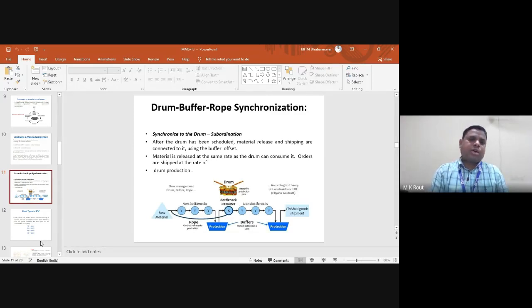So in case of drum buffer rope, the middle level of management plays the role of drum. If they assign the team to that particular constraint area, it is the duty of the team to resolve and fix the problem for the smooth flow of raw material. In this regard, there is no delay in production or productivity. So this is the concept of drum buffer synchronization.